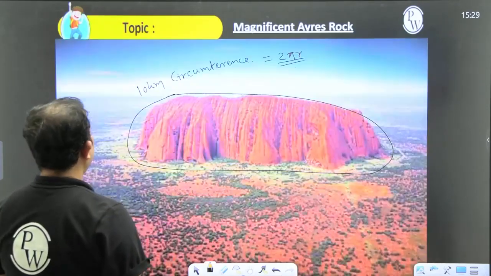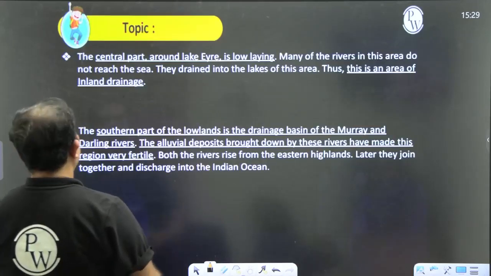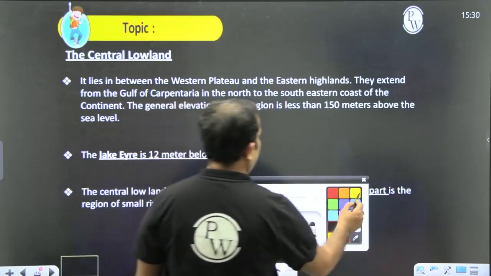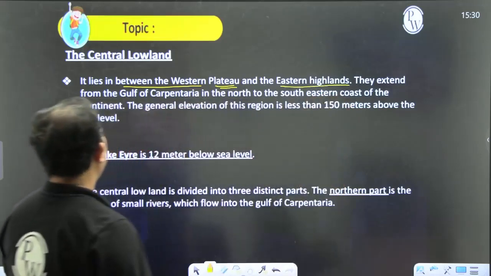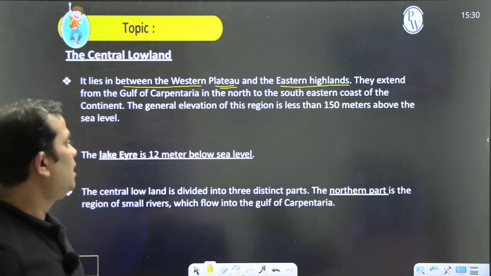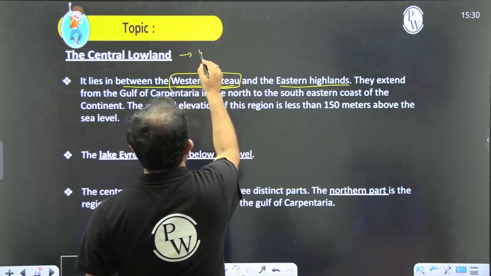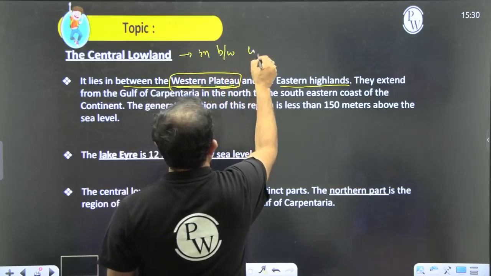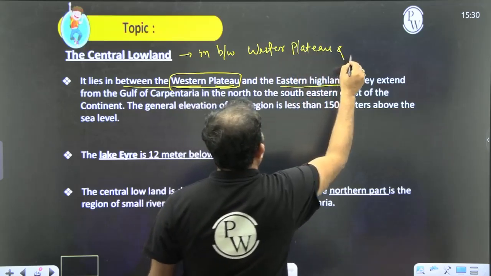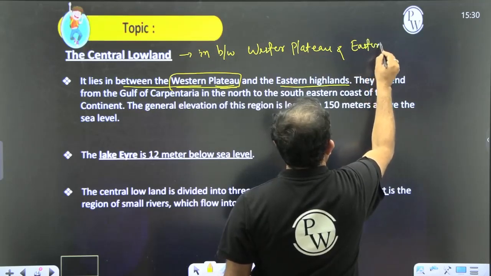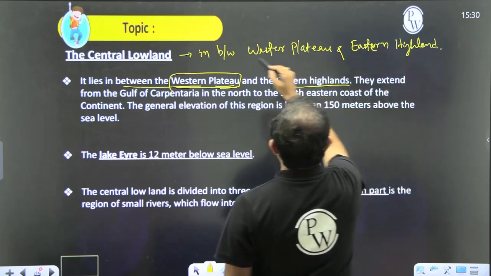So next is the central lowland. Central lowland lies in between the western plateau and the eastern highlands. It is placed in between the western plateau and eastern highland.